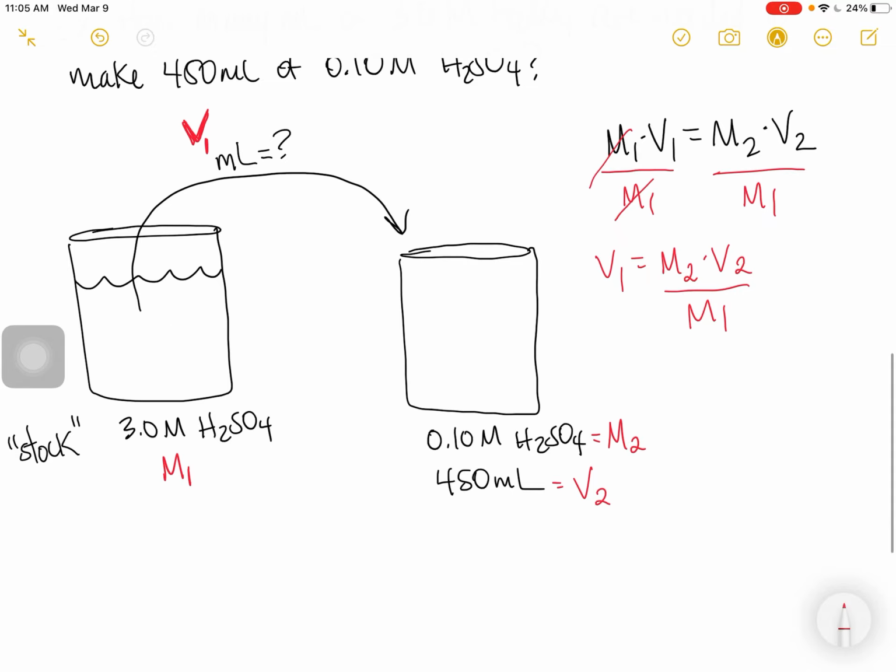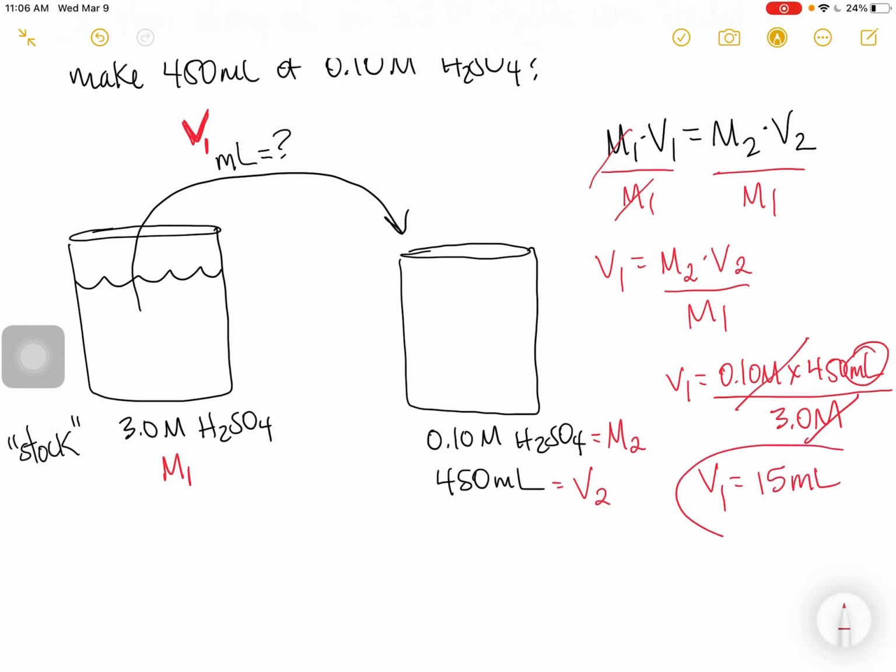And from here, all I have to do is plug in my numbers, right? V1 is equal to M2, which is 0.1 molar, times V2, which is 450 milliliters, over M1, which was 3 molar. And if I do this math, watch your units, your molarities cancel, leaving you with milliliters. Hey, that's what I wanted, so it works out perfectly. We get an answer of 15 milliliters.